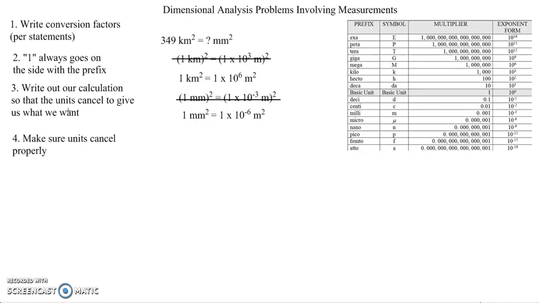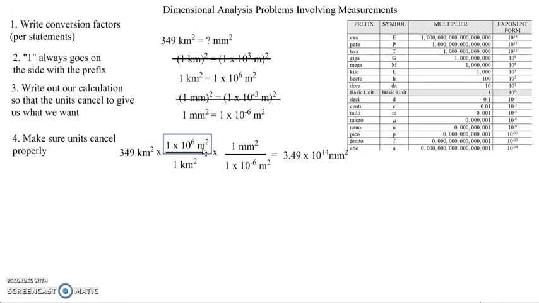Now we write our calculation to cancel out what we want to cancel out. So we write our given first, 349 kilometers squared. I've got 1 times 10 to the 6th meters squared for every 1 kilometer squared for my first statement. 1 millimeter squared for every 1 times 10 to the negative 6 meters squared for my second statement. And my calculator gives me 3.49 times 10 to the 14th millimeters squared.